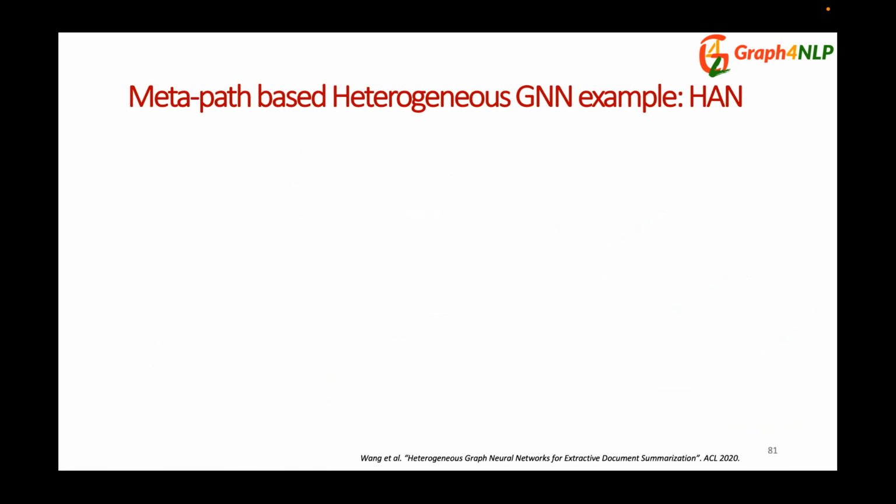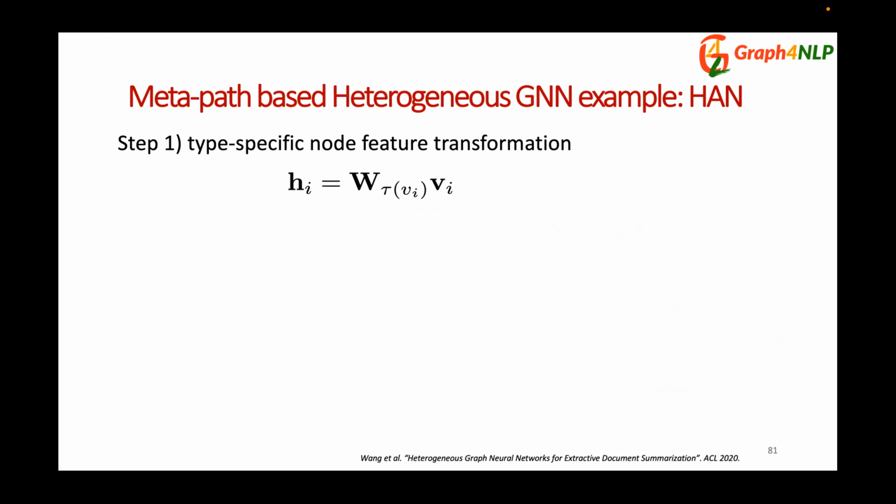Specifically, we will introduce one variant of such meta path based heterogeneous GNN called HAN. Here are three key steps of the model. One is to introduce a node type specific node feature transformation. As we can see here, W_T is a node type specific learnable weight matrix. For each type of node, we will have a corresponding learnable weight matrix.